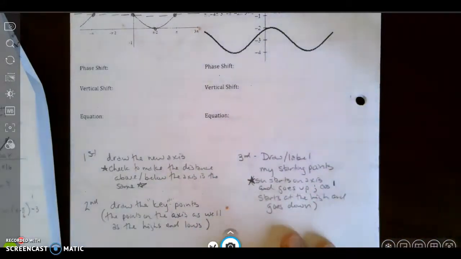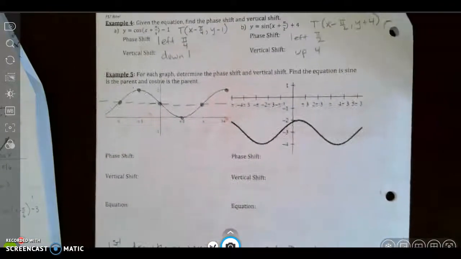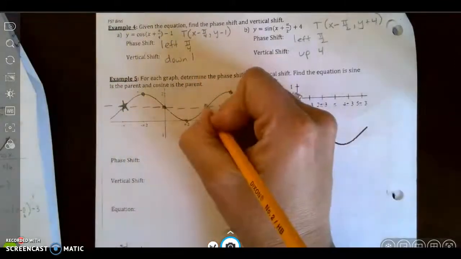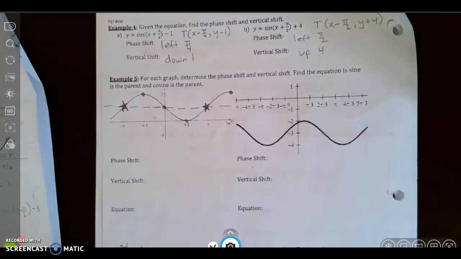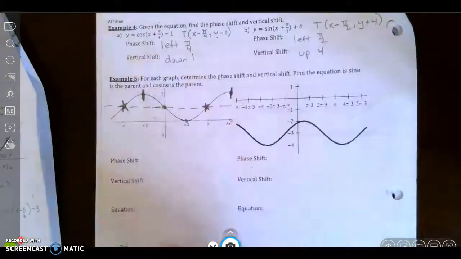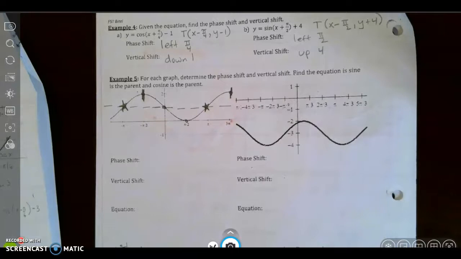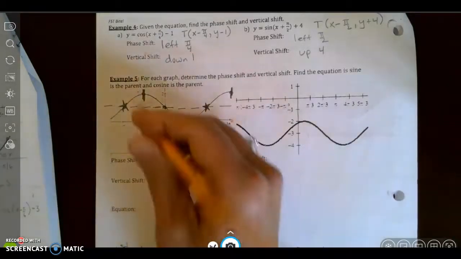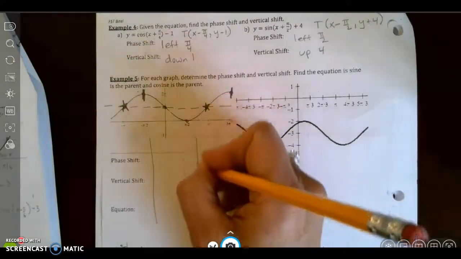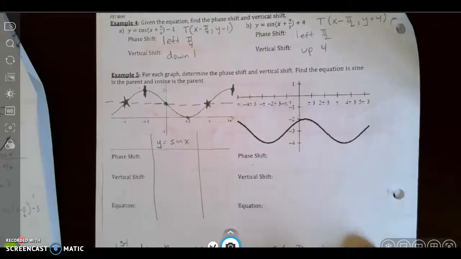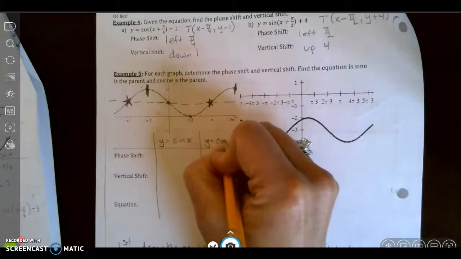It looks like that. So I'm going to come up here to my picture. This is a starting point for sine, goes up, comes back down. This would be another starting point for sine. Cosine would be here and here. And I need to label all of my starting points that I can see on my graph. Now that I have set my picture up, I'm ready to go. I'm going to make this my y equals sine of x, and this my y equals cosine of x.